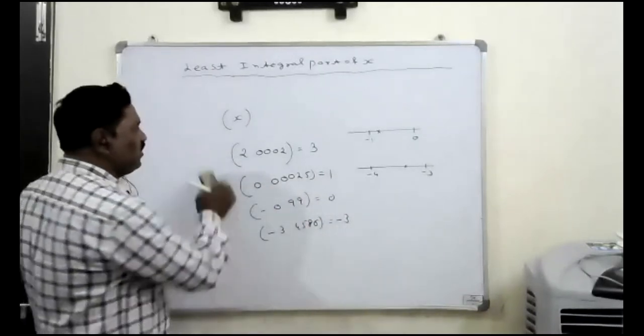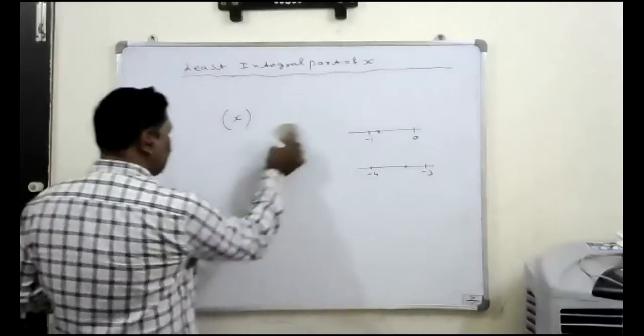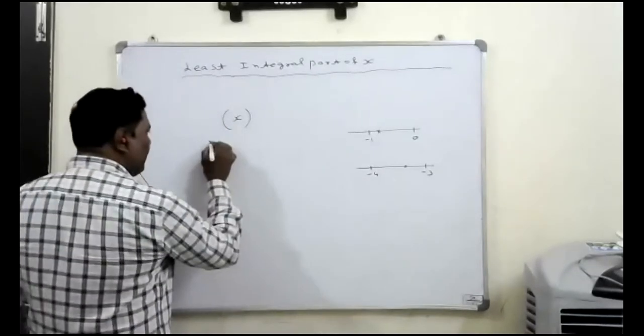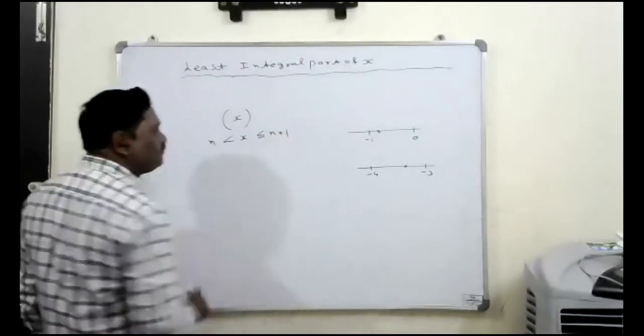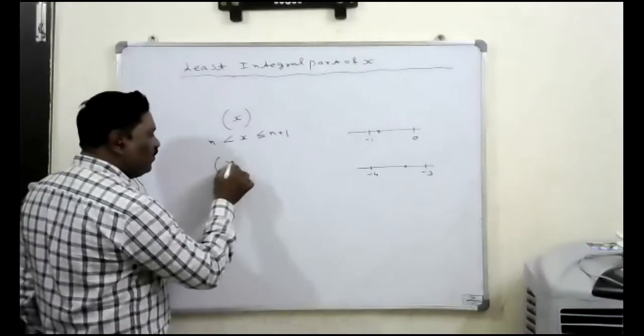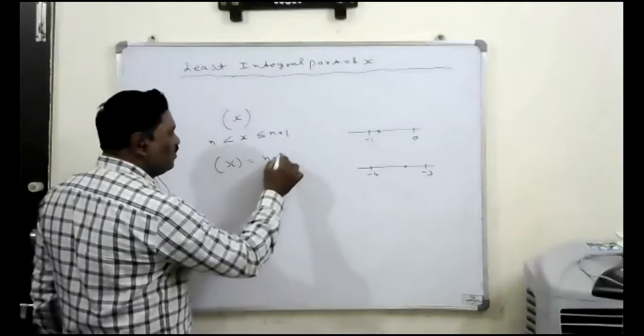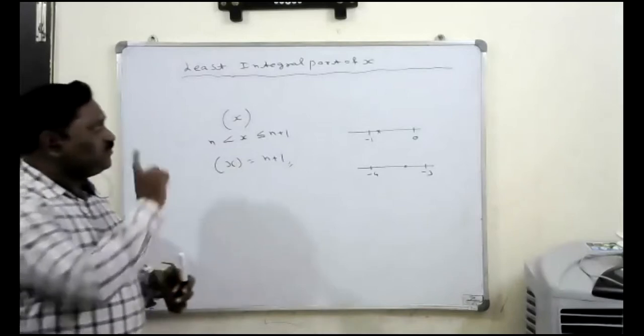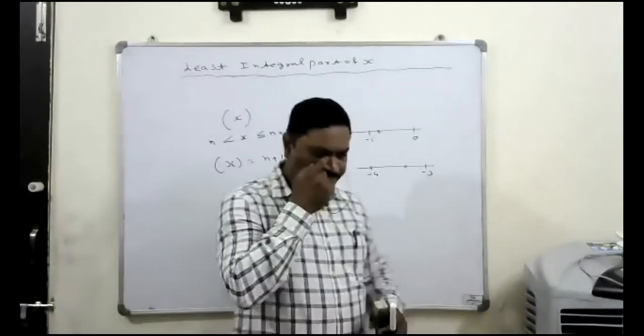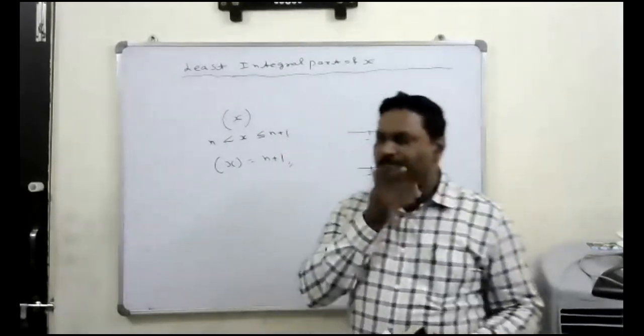Okay, so that's why you can define it like this. Suppose if x lies between n less than x less than or equal to n plus 1, then the least integral part of the x is equal to n plus 1. It is the answer. Okay, write on that. Least integral part of x. In that, write on that.